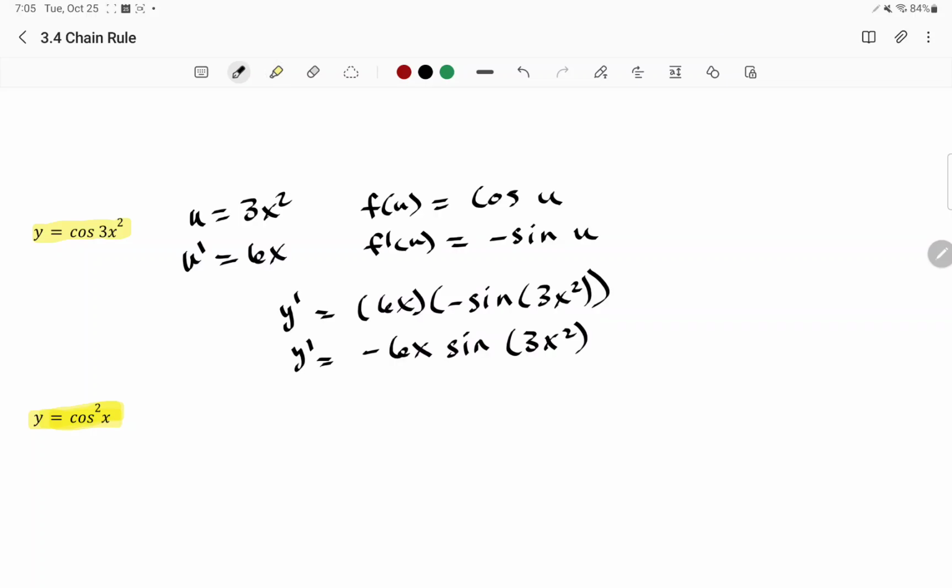Looking at the first one, we identify our outside and inside. So inside, outside. Derivative of the inside, derivative of the outside, multiply those together and simplify. That's as far as you can go.